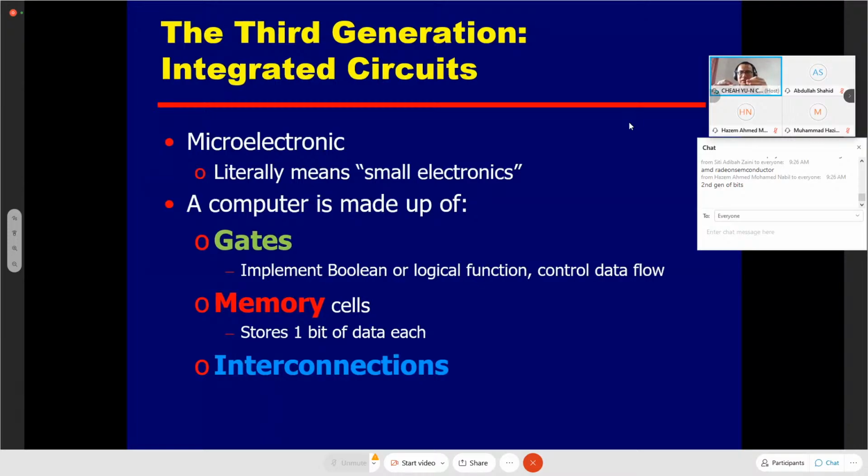everything is then condensed into smaller size, and integrated meaning a few of these is then packaged into something very very small, like a board of some sort. Okay, and then this is based on microelectronics and uses gates, memory cells, as well as interconnections in order to implement the computer. Okay, now the gates here refers to, again, whether or not data is being allowed to flow through or not, and therefore that will then implement the various logical functions.